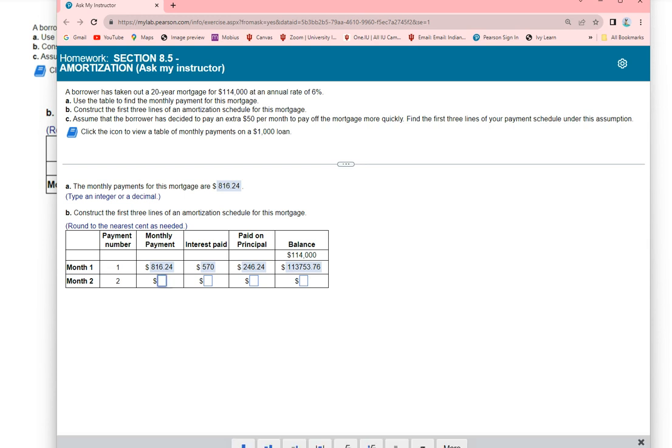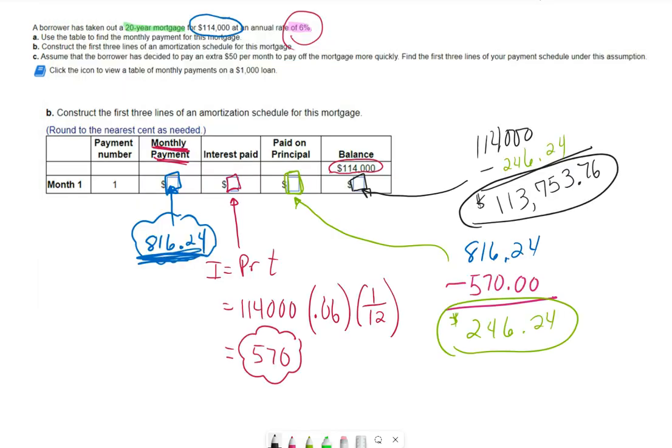Now, this here is never going to change. Every month I'm going to send in $816.24. However, the interest paid will get lower because my balance will get lower. So for my next line, I am going to have to, right here where I had the 114 before, erase it. Okay, it doesn't want to erase. Where's my eraser? There's my eraser. Okay, it's frozen.